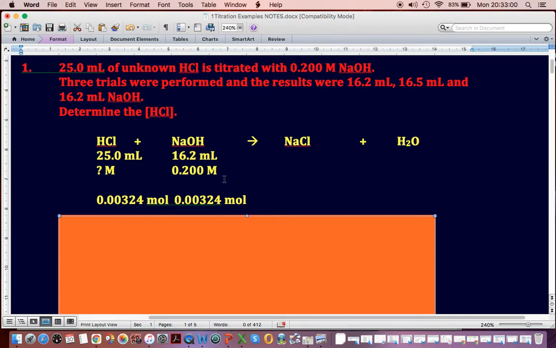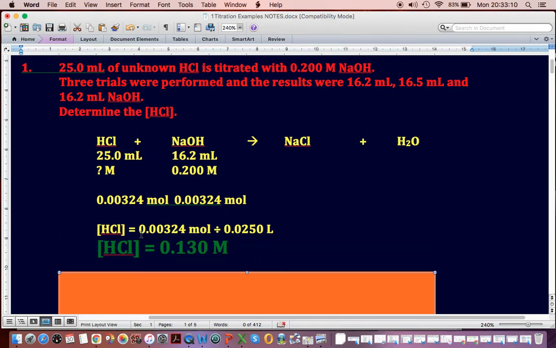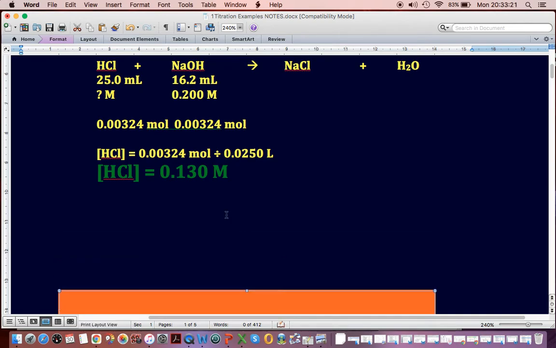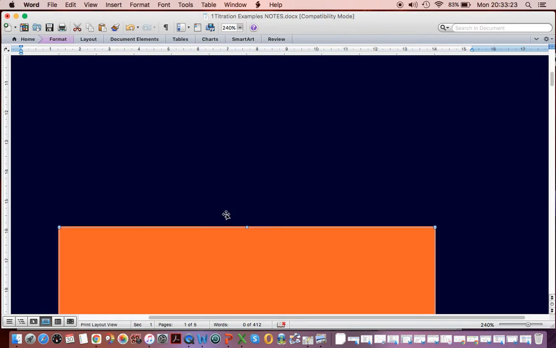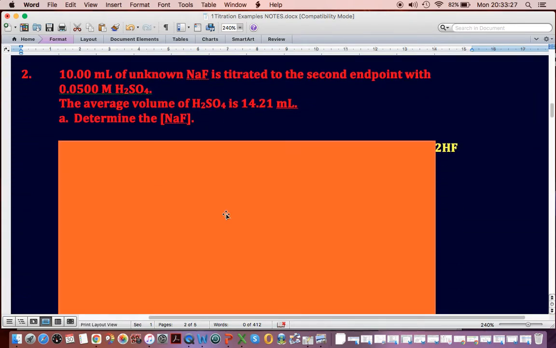I get my moles of NaOH, it's a 1-to-1 deal, so I get my moles of HCl, and I divide by my volume, 0.0250 liters. And I get 0.130 M, if you're able to see it with all the glorious colors. So that's a very straightforward question. Let's see if we have another one on the page or if we have to hop to the next page. Looks like we're hopping to number 2 here.